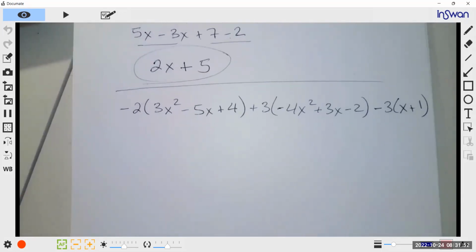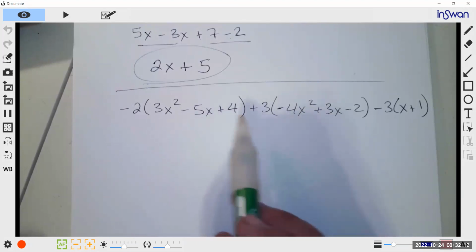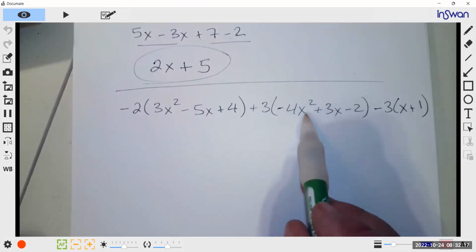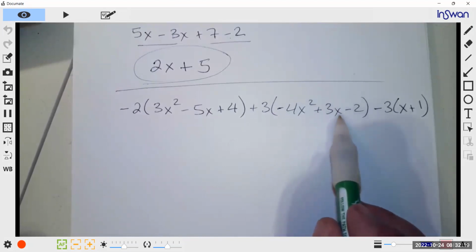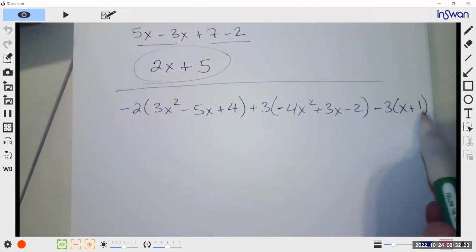Let's look at that one. Again, it doesn't matter how big it is or how small, it's going to follow the same rules. So negative 2 times 3x squared minus 5x plus 4, plus 3 times negative 4x squared plus 3x minus 2, minus 3 times x plus 1.